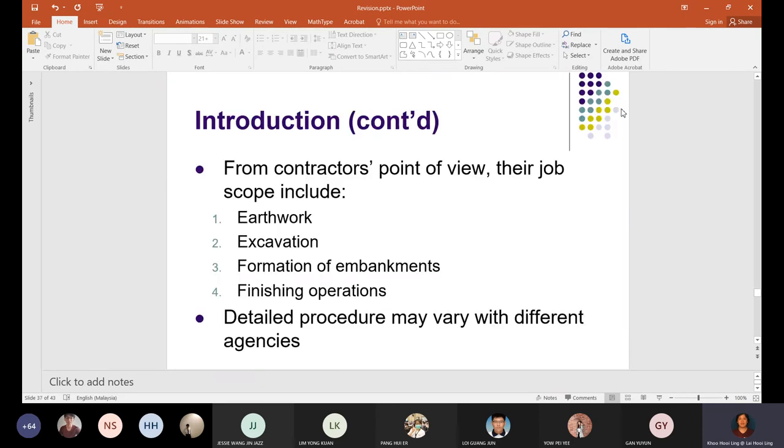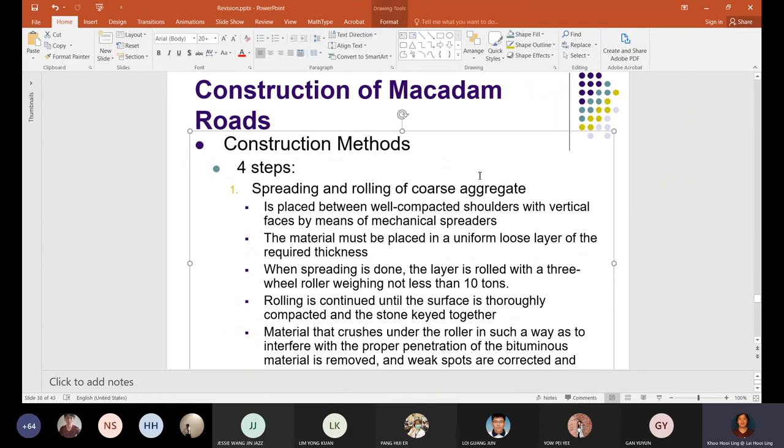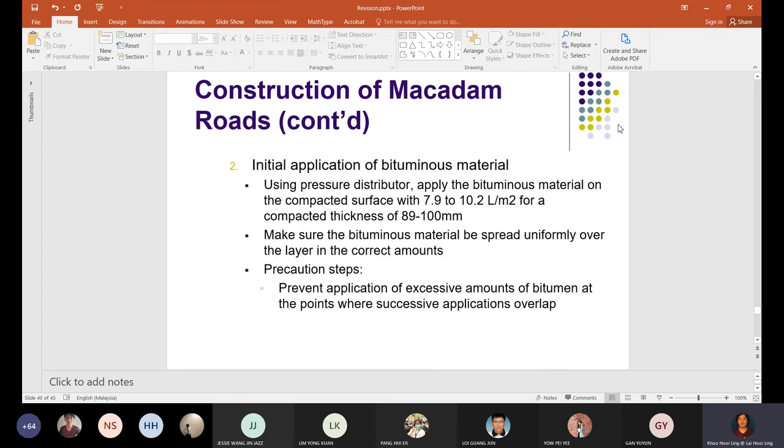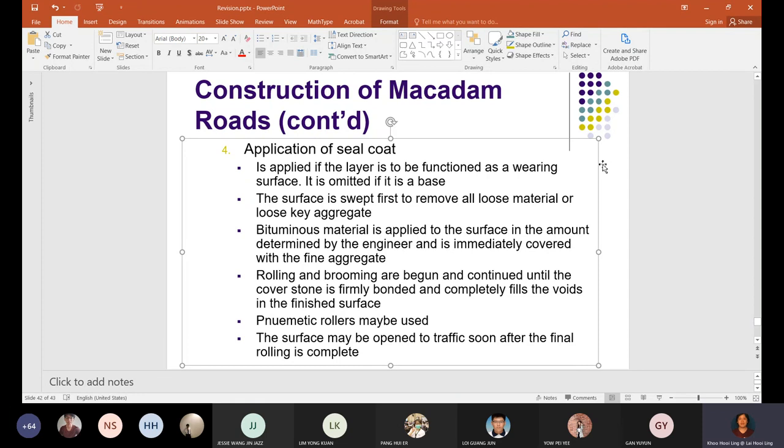Last, chapter 9. Chapter 9 is basically on construction, so these are the important steps: earthwork, excavation, formation of embankments, finishing operations. Then the construction methods for our macadam road. Here we use hot mix. We have many different types, we have wet, we have cold mix, but here we look at the hot mix. These are the construction steps.